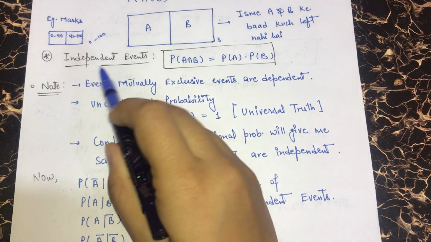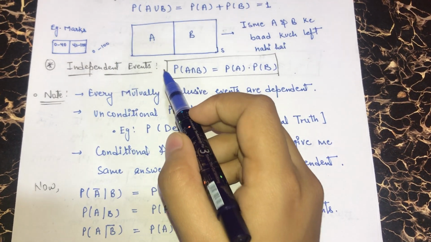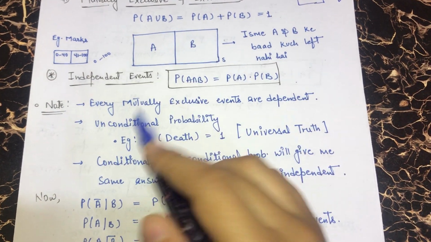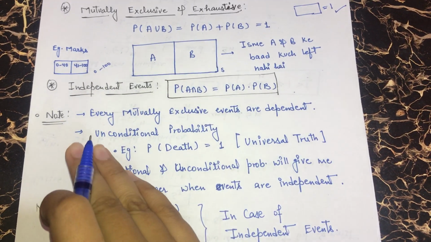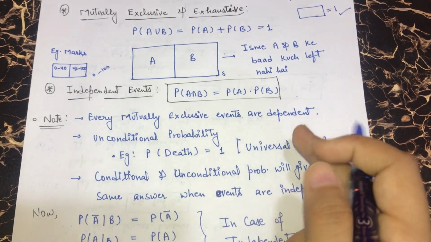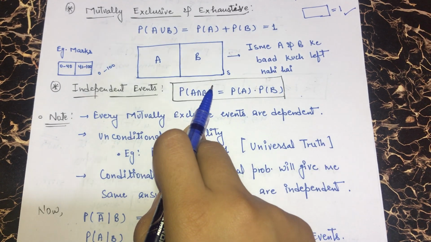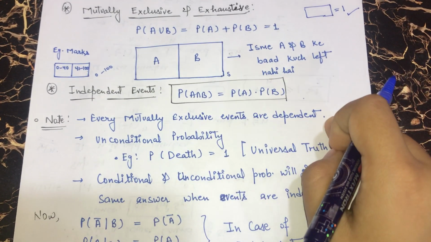As the name suggests, independent, there are two events which don't have any dependency on each other. Like one is not dependent on anything. The occurrence of one event does not affect the occurrence of some other event.